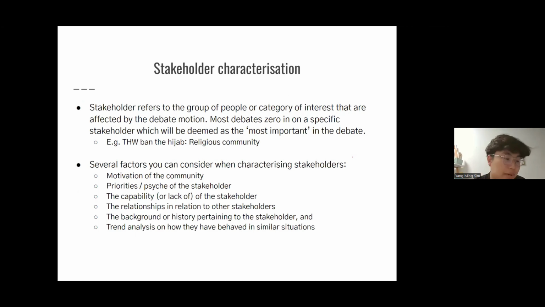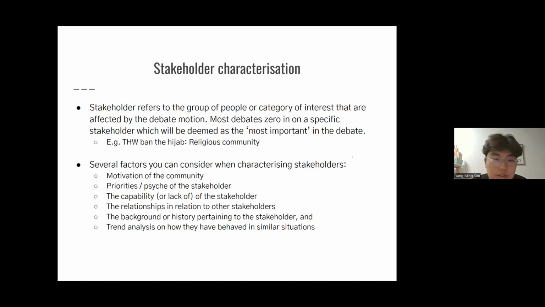If you want to go deeper into that, you can probably talk about individuals within that community, like women within the religious community. The debate is specifically about how women are going to be different in society right now and whether or not it's a good or a bad thing for women. Here are a few factors you can consider when characterizing stakeholders. You can probably explain the motivations of the community. Like, what's the purpose of the religious community engaging in wearing a hijab and protective clothing?